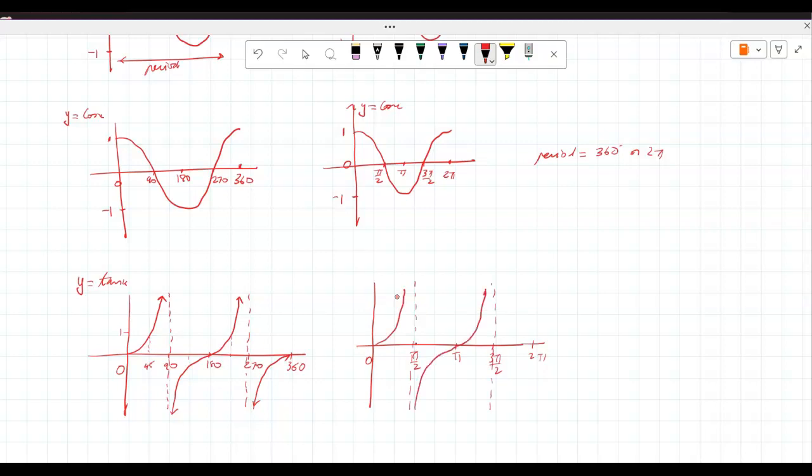This is how you need to learn your graphs. So what is the period of a tan function? 180 degrees, or in radians it's pi radians.